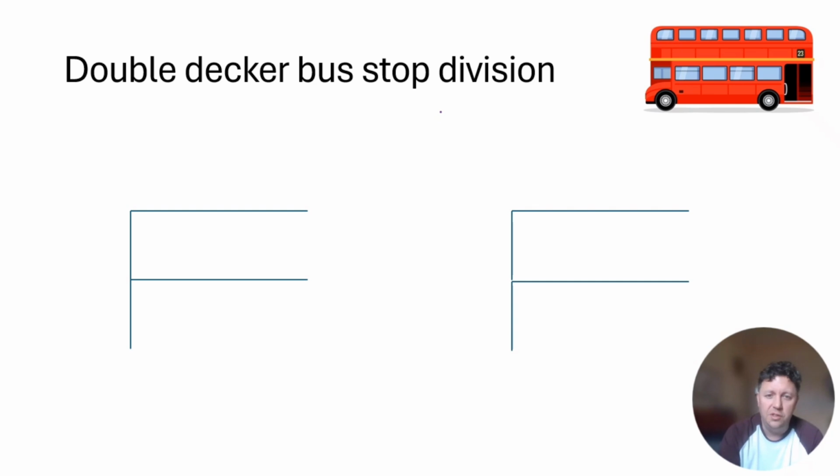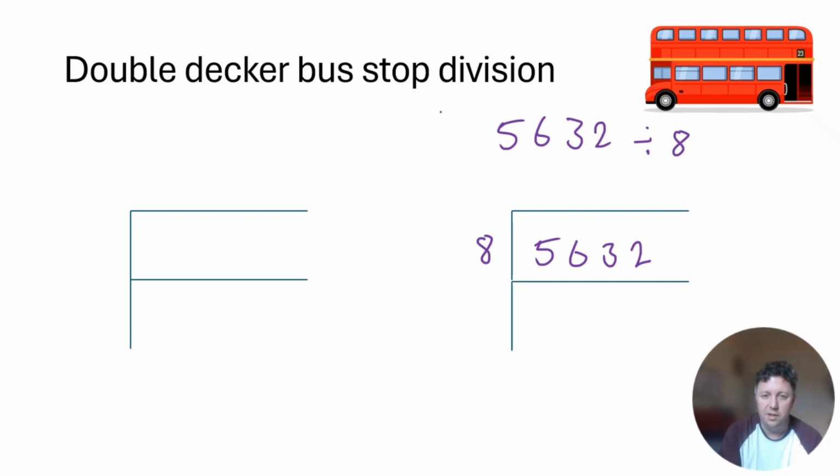So I'm just going to divide a normal number using the short division method with a bus stop. So we've got 5,632. We're going to divide that by 8. So we just go through the motions. The number we're dividing goes inside, the number we're dividing by goes on the outside. So 5 into 8 goes 0 times, carry over the 5, but 5 into 56 goes 7 times, because 8 times 7 is 56.